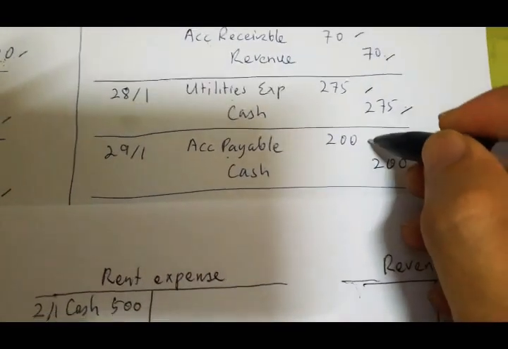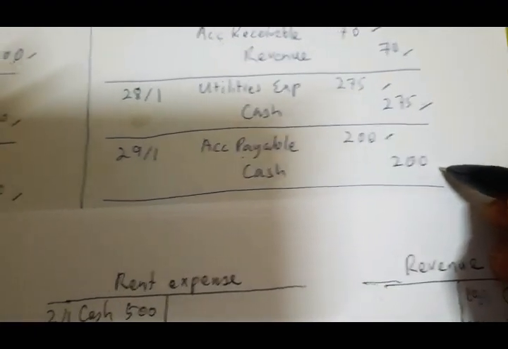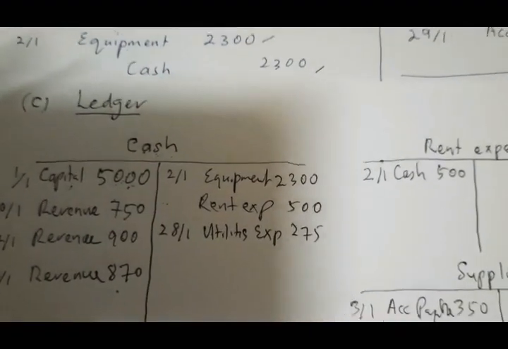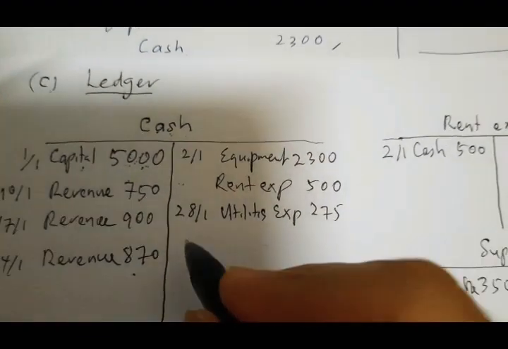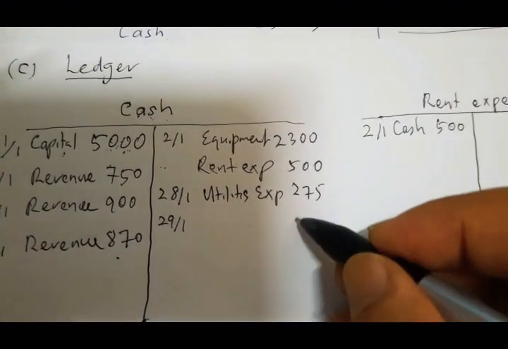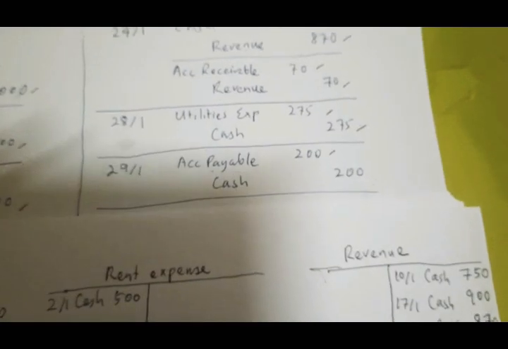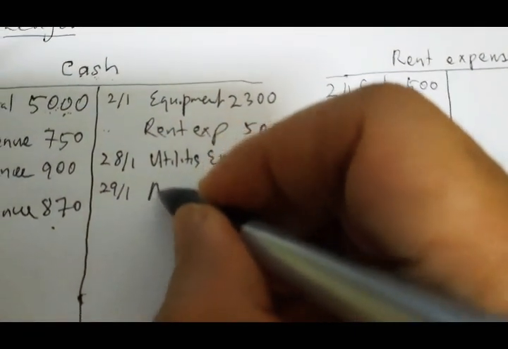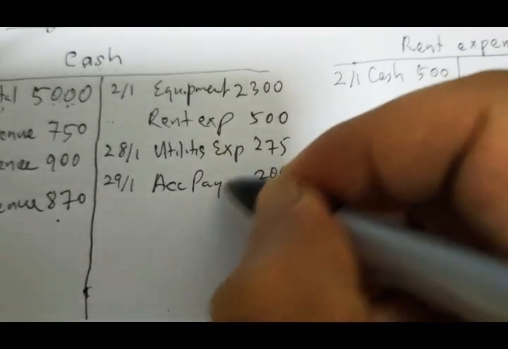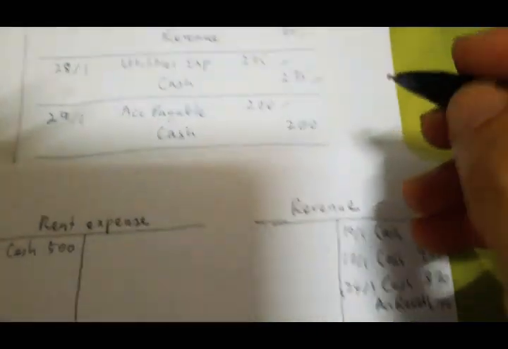Now, you have done this. The next thing is credit account cash 200. So we have the account cash here. Credit 200. The date is 29 of January. Refer to account payable. So you write here account payable. So this is done.